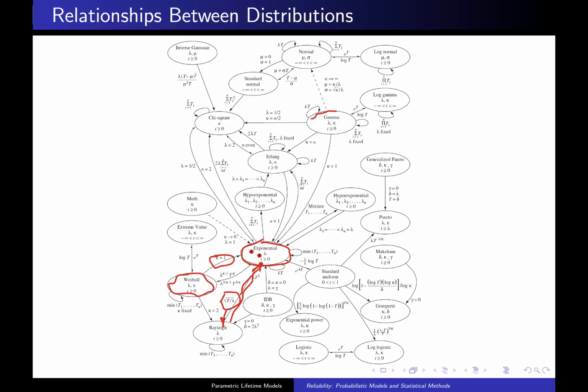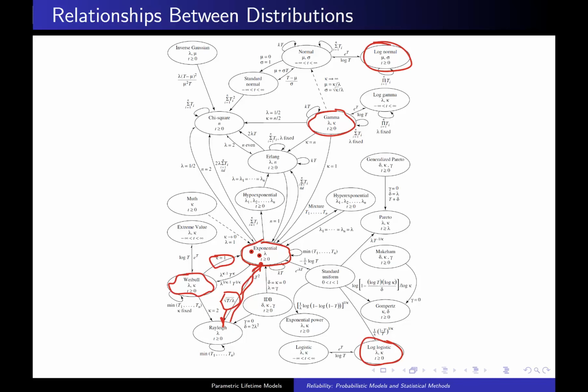Another example up top here is the gamma distribution. That gets used quite a bit. Here is the log normal, which I told you is used quite often. And you will also find the log logistic distribution down here. But all these arrows show you special cases and transformations.